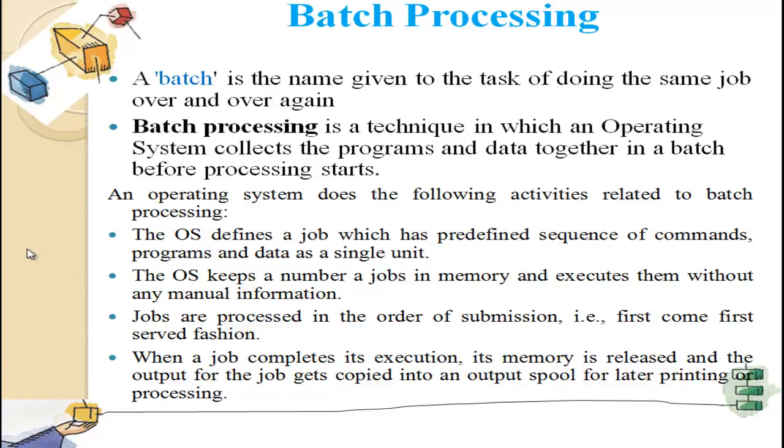The last important activity with batch processing is that when a job completes its execution, its memory is released. That means whenever a job completes its execution, its memory is released, and the output for the job gets copied into an output spool for later printing or processing.